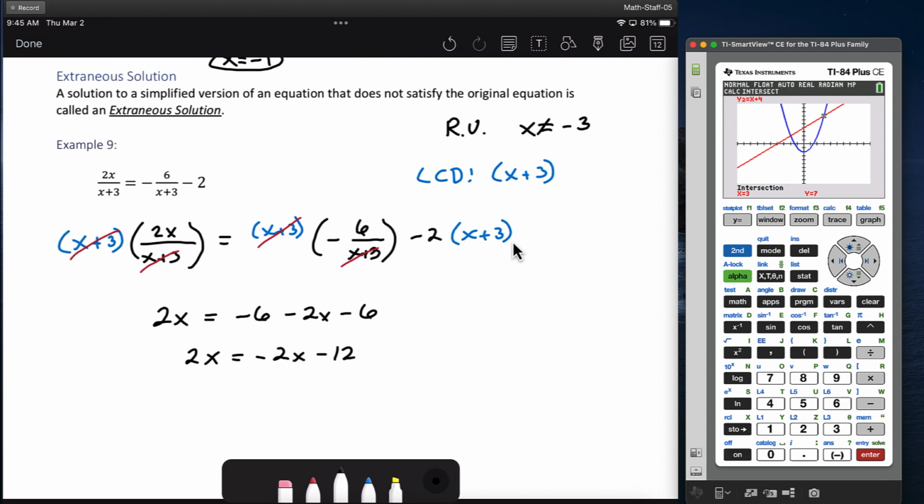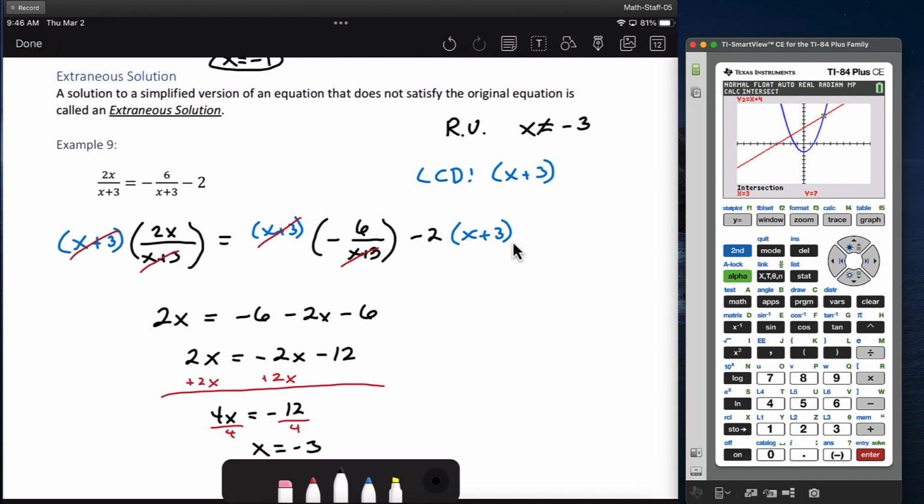Move all your variables to the left. So add 2x. We get 4x equals negative 12. Divide by 4. And we get that x is equal to negative 3.